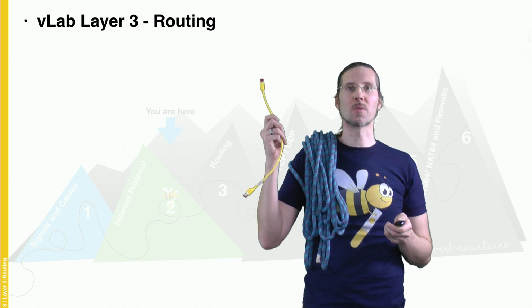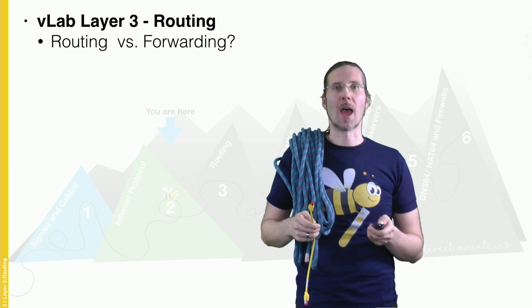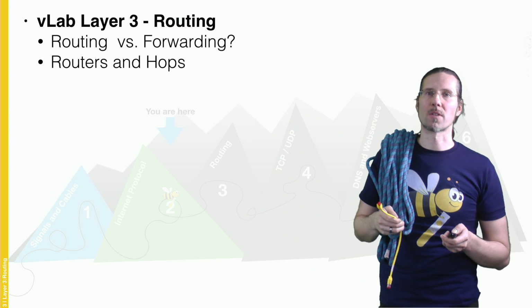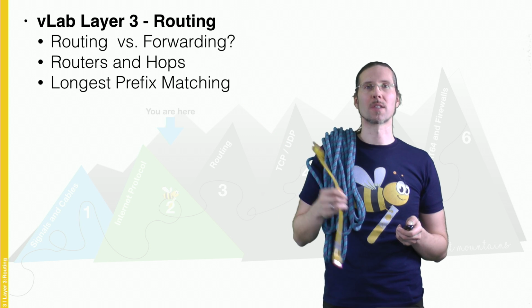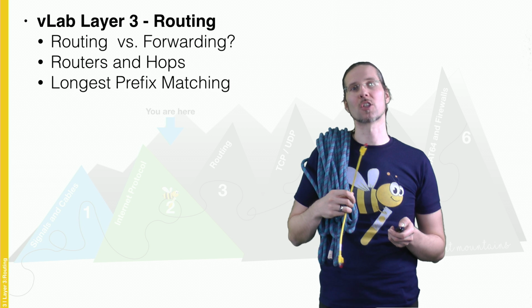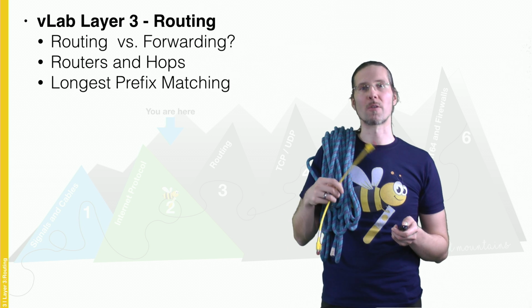So in the next part, we'll look at routing again. And there we'll check again routing versus forwarding. We will look at routers and hops. We will look at the longest prefix matching. So how is this decision actually taken in the routers?